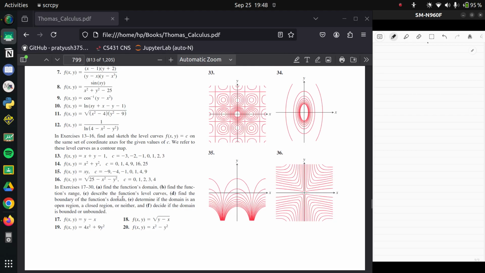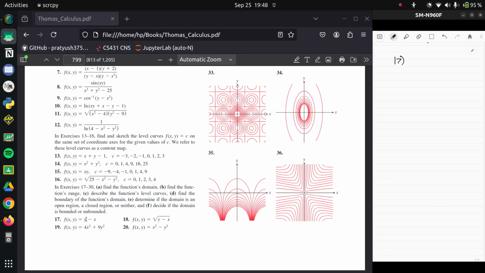Find the function's domain, the function's range, describe its level curves, find the boundary of the function's domain. Find if the domain is an open region, closed region, neither. Find if the domain is bounded, unbounded. Okay, this is actually a good question because you have to figure out a lot of stuff. So basically we just talk about the domain. Domain and range both are easy to figure out.